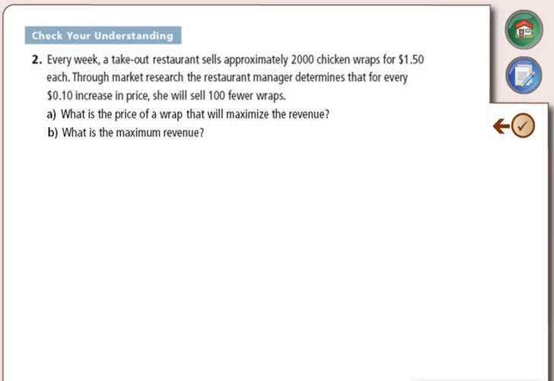What is the price of a wrap that will maximize revenue? That's really all she cares about. What's going to give her the most money? Not, can I sell the most wraps? Not necessarily. It all comes down to what will give me the most money. So we need to know what revenue is made up of. Revenue is made up of the cost, the price of what you're selling, multiplied by how many you sell. So price times numbers sold.